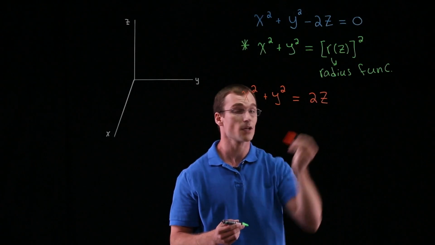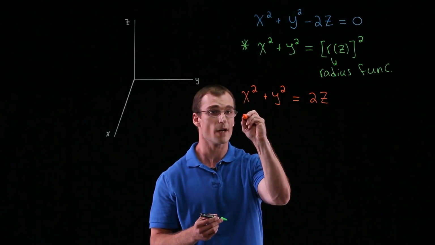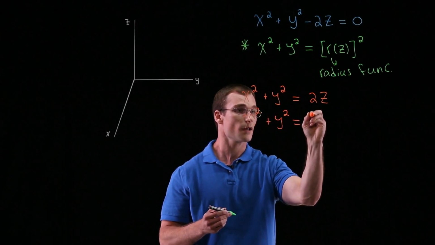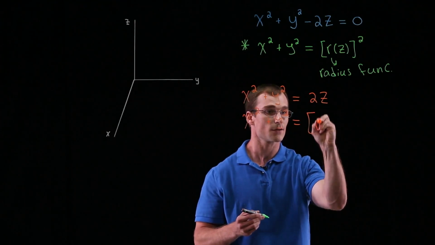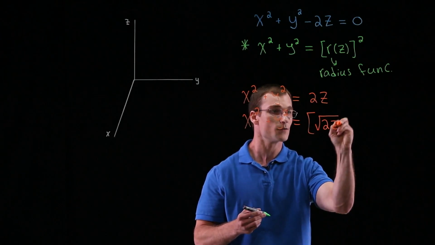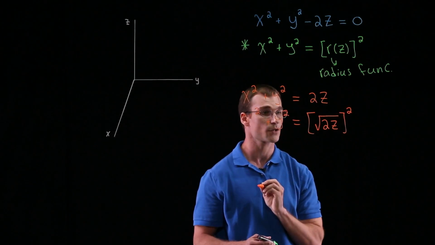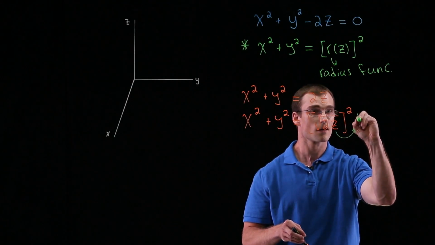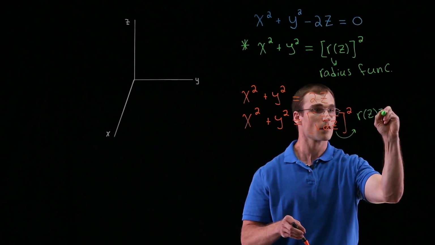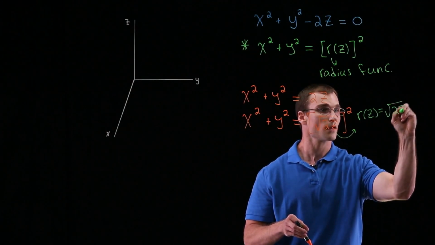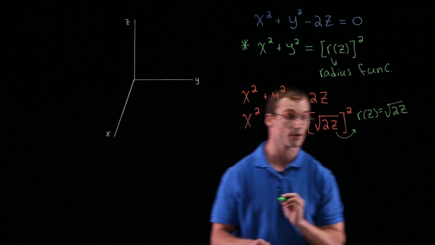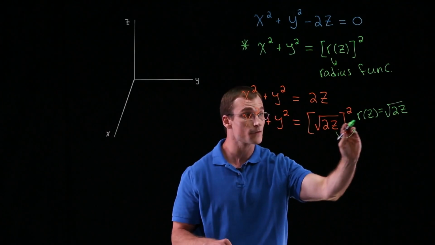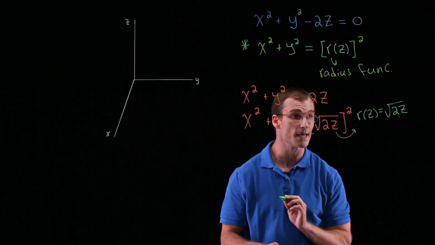So x squared plus y squared will equal positive 2z. Now I want to write this as something squared, and that's not too bad. We'll have x squared plus y squared equal to the quantity square root of 2z, squared, where this square root of 2z is our radius function. Like we said, that's what's going to get us our generating curve. So where do we go from here? We have r of z, a function of z, as the square root of 2z.